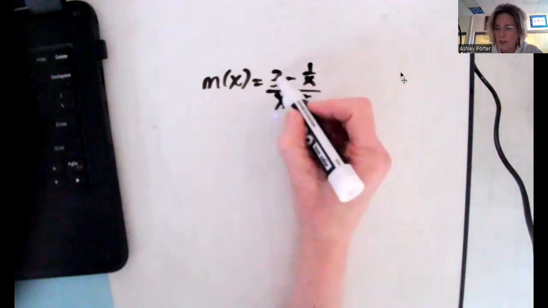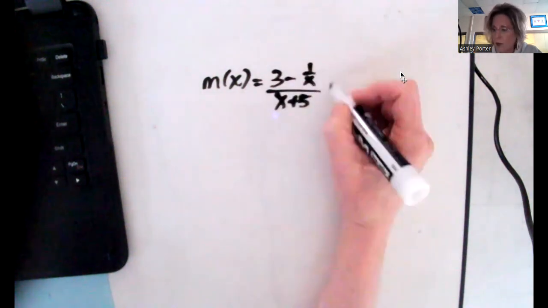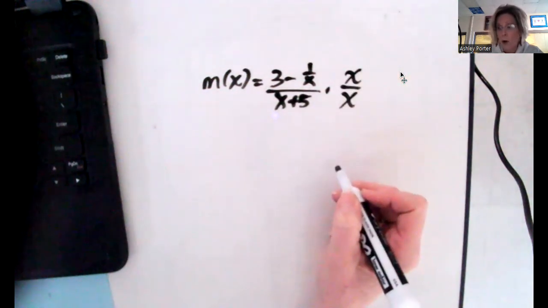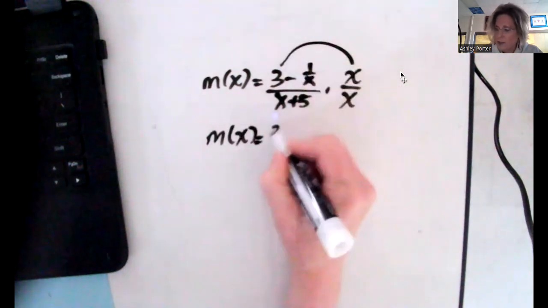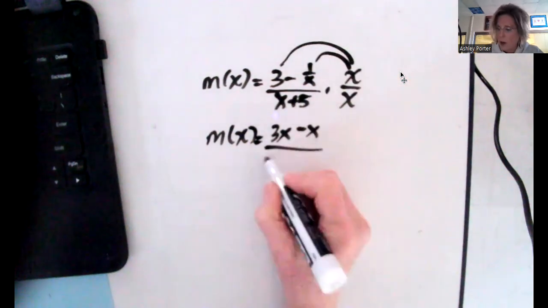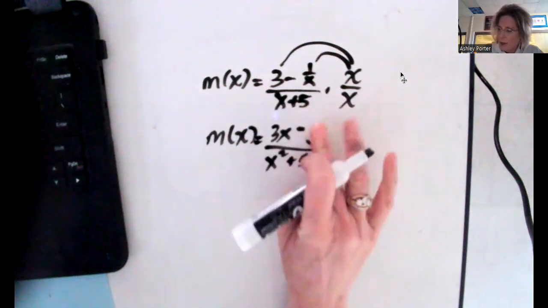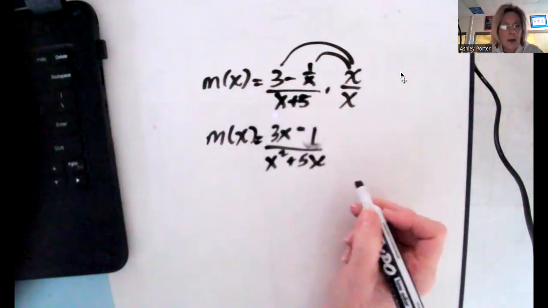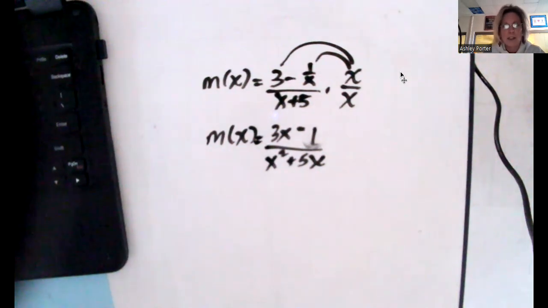So you can either make this 3x over x minus 1 over x and do it that way. Or remember, if you simply multiply your fraction by 1, distribute: 3x minus 1 over, distribute on the bottom, x squared plus 5x. The top, I said 3x minus 1 and wrote 3x minus x. Sorry about that. Now do the quotient rule, and it would look a lot like our first example, p of x.